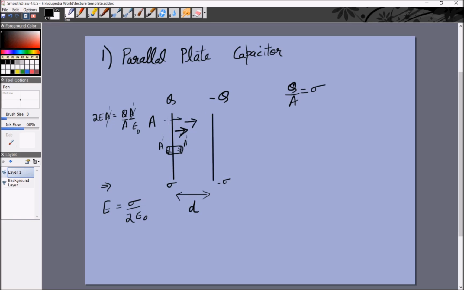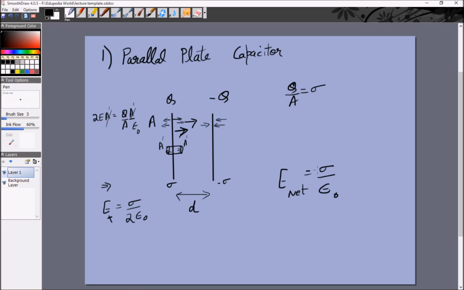The positively charged plate will always have a field away from itself. The negatively charged plate will have fields pointing towards itself. So the total electric field between this region is twice of sigma by 2 epsilon naught, that is E net. Let's say this is E plus, E due to the positively charged plate. E minus is also sigma by 2 epsilon naught, both are towards the right. So E net is equal to sigma by epsilon naught.